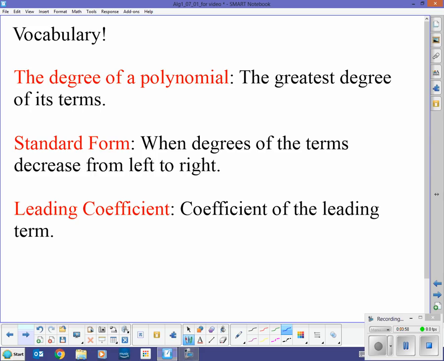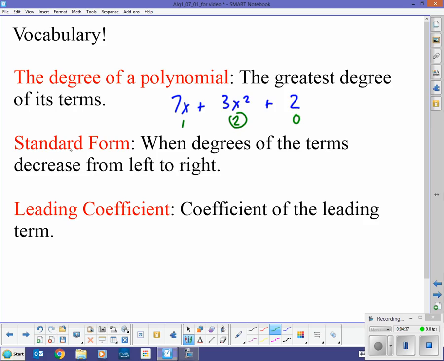Degree of polynomial, the greatest degree of its terms. So, for example, if I had 7x plus 3x squared plus 2, well, this monomial, the 7x, would have a degree of 1. The middle term, 3x squared, has a degree of 2, and the constant 2 here has a degree of 0. So the greatest degree here is the 2. So the degree of the polynomial in this case is 2. The greatest degree of its terms.